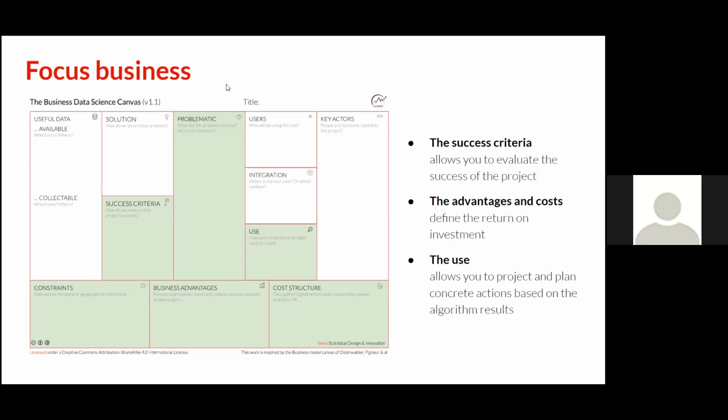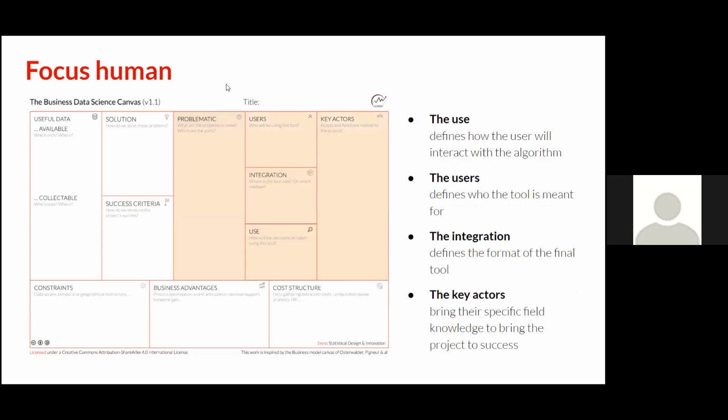And on the far left, you have the constraints, the things that you need to remember. Finally, the use here is the cornerstone for the next step for a human, because if you are doing an algorithm, then you want to plan concrete action that implies your business life. And it's the focus on the human and translation to the human, because the use is how the end user will use it at the end. How will they interact with the algorithm?